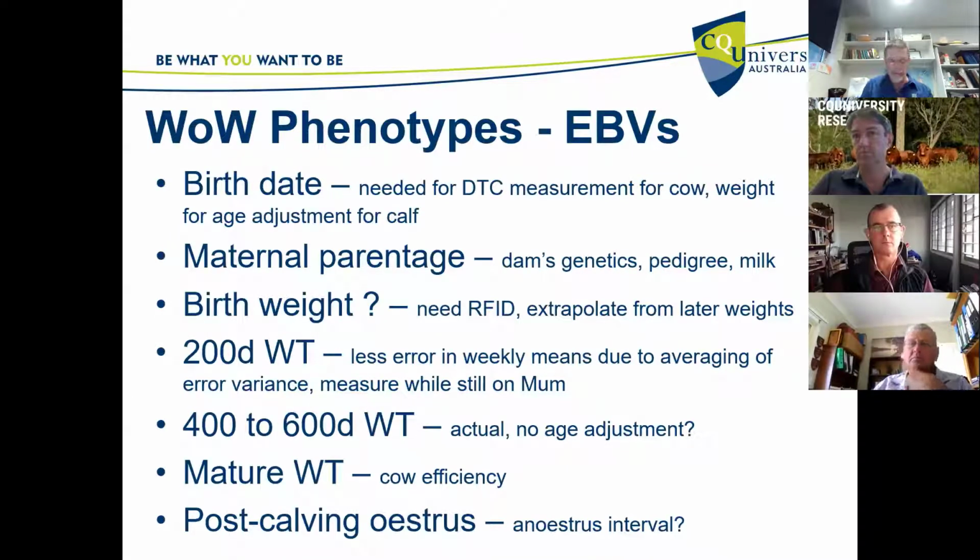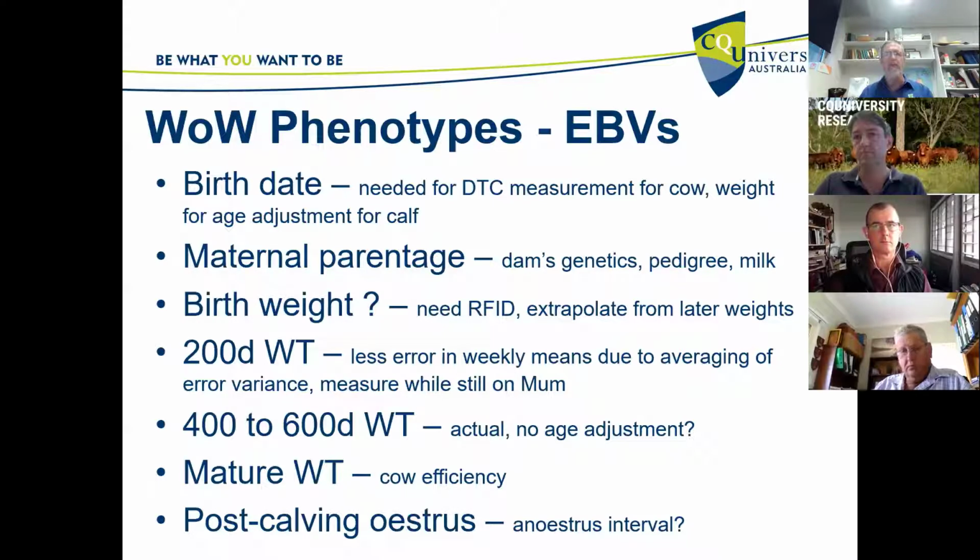So just to recap on some of these, on the automation of some of these phenotypes using the walkover weigh. In terms of birth date and maternal parentage, obviously birth date, as we said, is a very important piece of information needed for the calculation of things like days to calving in the cows, gestation length of the cows, and also for weight for age adjustment of the calves' later weights. Maternal parentage is obviously important for estimating herd genetic and non-genetic effects on things like weaning weight.